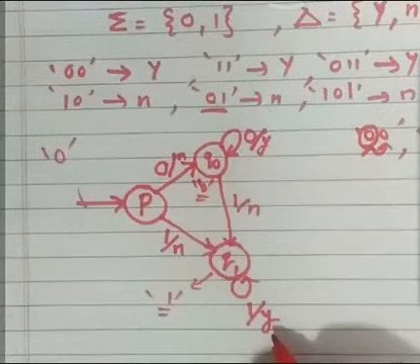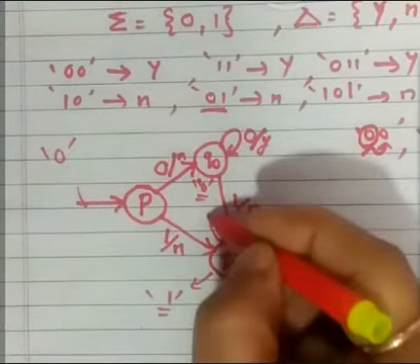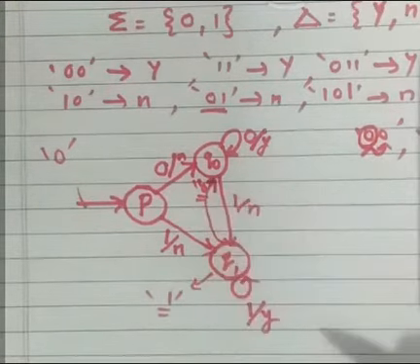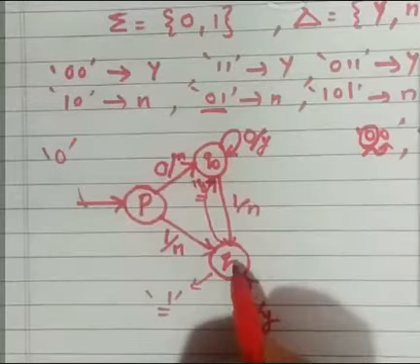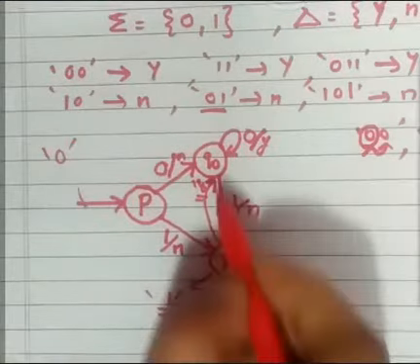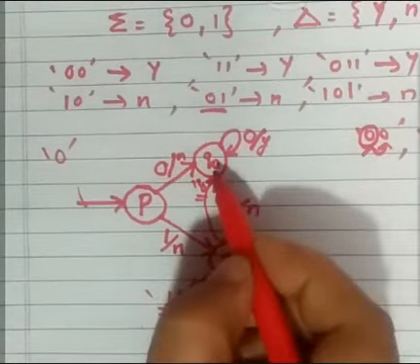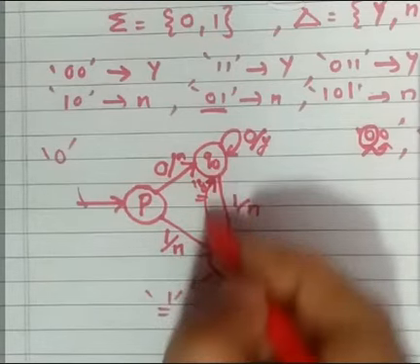Similarly, there will be another transition from Q1. So if I get 1, I am reaching here. And with the 0, I am moving to a state where it is just like the first 0 from the backside, ending with 0. So here this transition will be 0. And what is the output? 1, 0 is not acceptable. So I'll write here no.